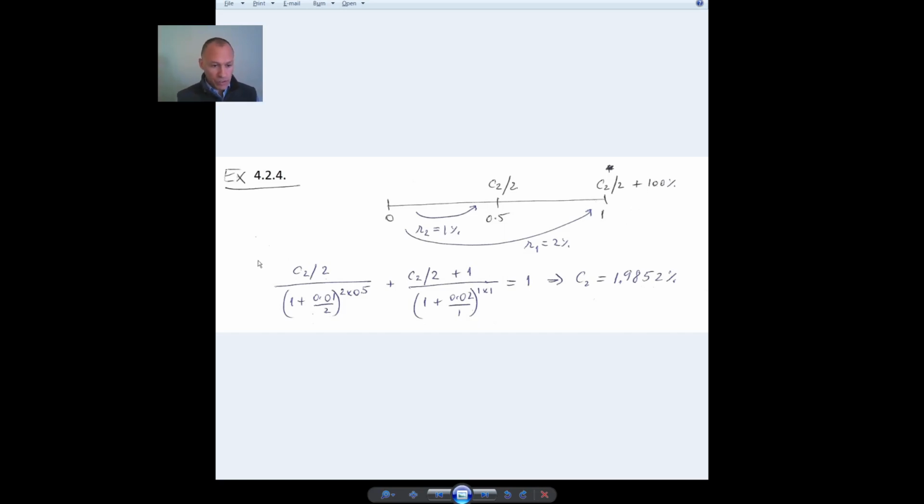Okay, so this is an equation in one unknown. I can solve for the coupon rate C2, and that's the number that comes out. So this is the quote that the bank should show on an interest rate swap for 1 year with semi-annual payments.